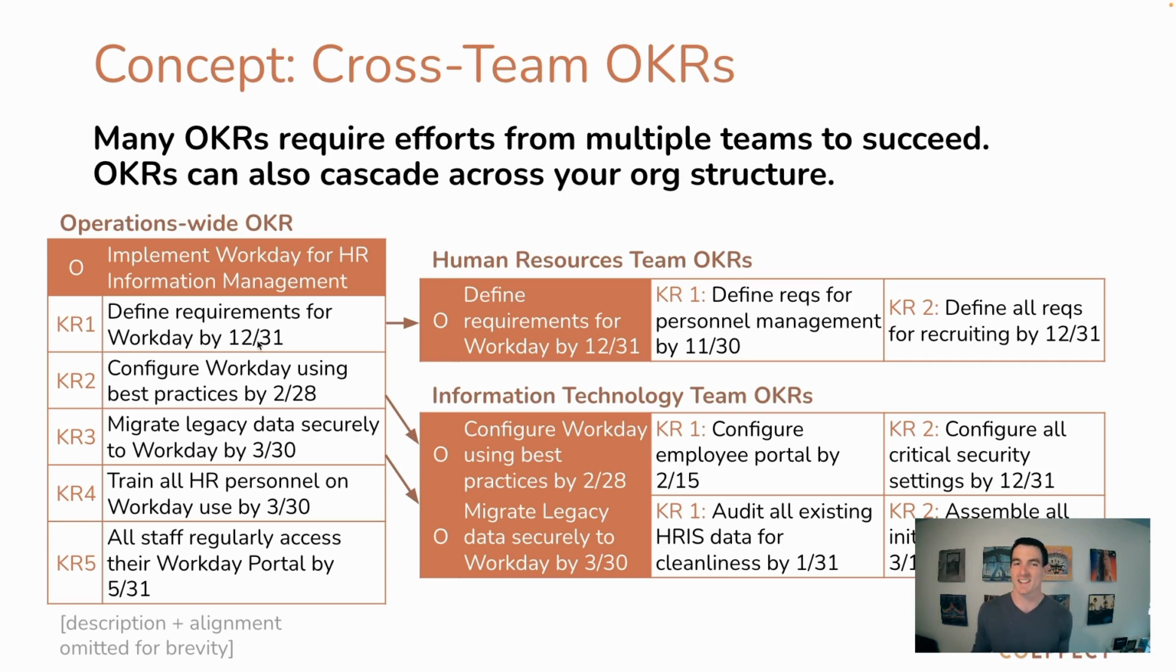Maybe this first task, defining requirements, needs to sit with the end users of this tool, the human resources team. So that becomes one of their objectives. And then they define key results under that. Like we're going to define requirements for this one area first, then this other area. Let's imagine that these other two key results really need to sit with our information technology team. So these two become objectives for the information technology team, and then they set key results under it. This whole cascade doesn't have to sit within one team. And there should be some logical connection between any of these objectives lower down in your hierarchy and objectives and key results higher up in your hierarchy.